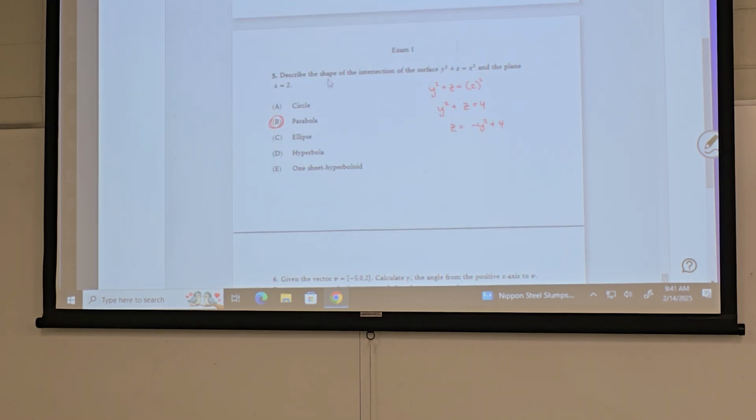5 kind of upset me though. Describe the shape of the intersection of this surface and the plane x equals 2. You just plug in x equals 2, you get an equation, and you have a reference sheet in front of you. You just say, oh, well, what does this look like? This should have been the easiest one to spot, because if one of the terms isn't being squared, that's a parabola. That's just like algebra 2 stuff. Something squared, algebra 2, parabola.